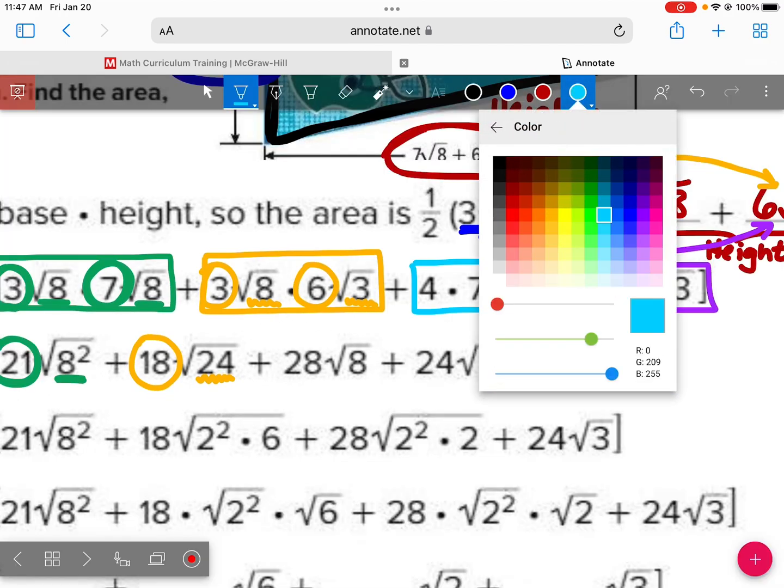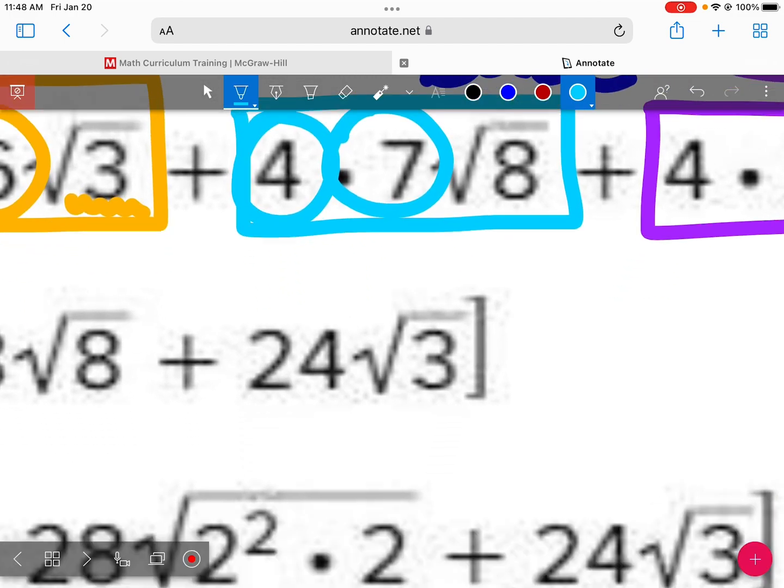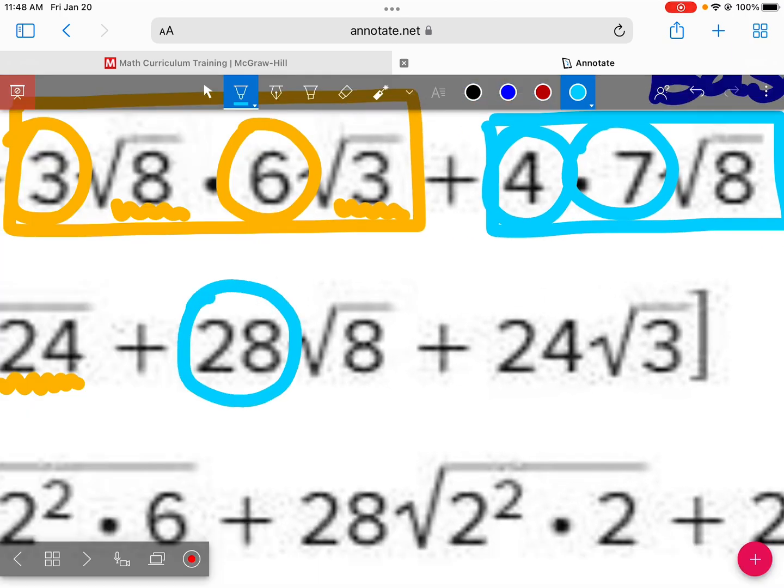Coming over to the next term. What are the pieces that are not under the radical? 4 and 7. I multiply those together and get what? 28. Are there any radicals to multiply together? Nope, we just bring down that square root of 8 right there.